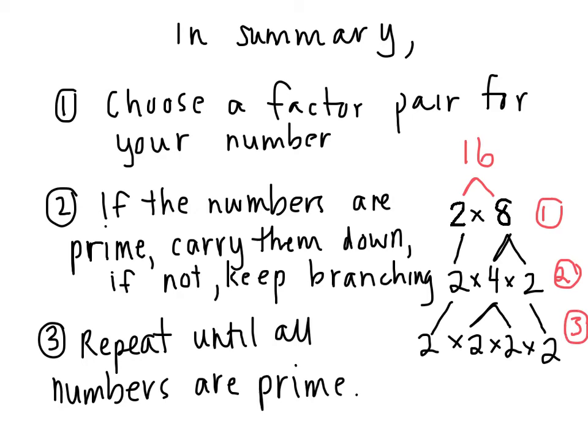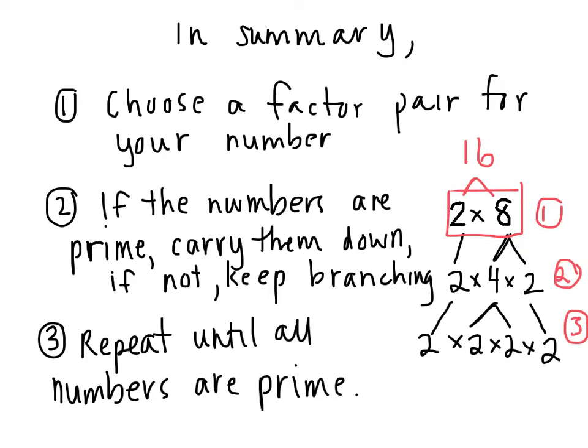So in summary, what you want to do is you have your number. In this case, our number here is 16 that we're starting with. And we choose a factor pair for that number. You can choose any one you want. I chose 2 times 8 as my first pair. Okay. In that, 2 was prime, but 8 is not.